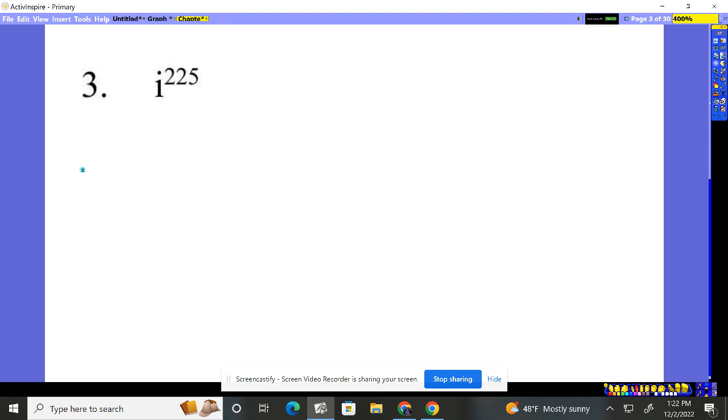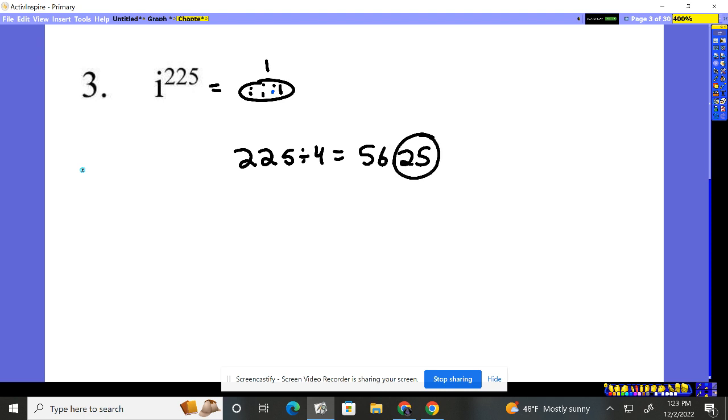If I do i to the 225th, well, every 4 i's is going to be worth 1. How many 4s do I have in there? Well, let's figure it out. 225 divided by 4. Grab your calculator and do 225 divided by 4. You get 56.25. So how many were left over? Well, what is that? That's 1/4. So 1 was left over. So this is going to be equal to a single i.